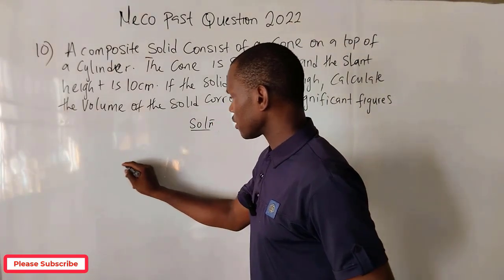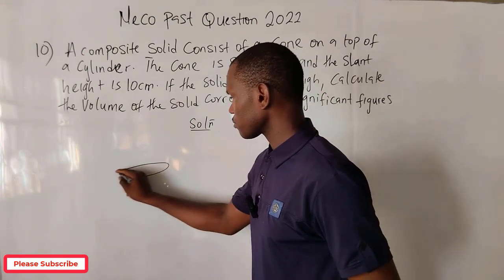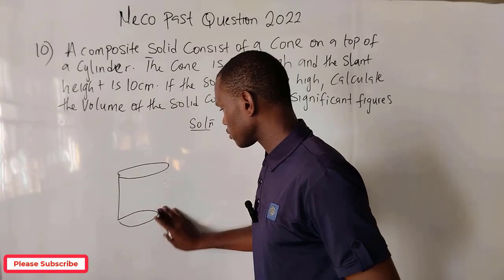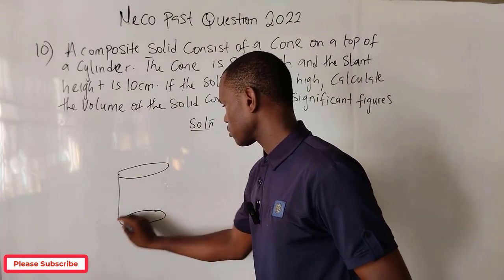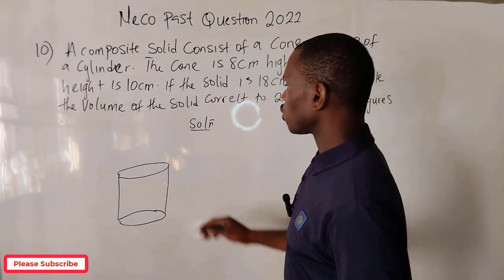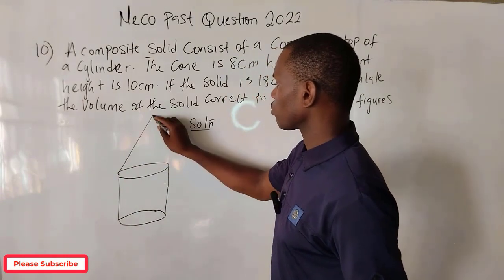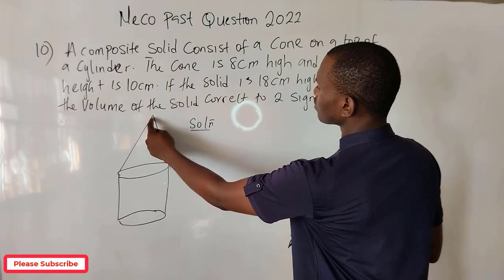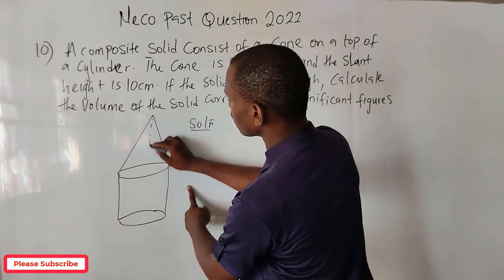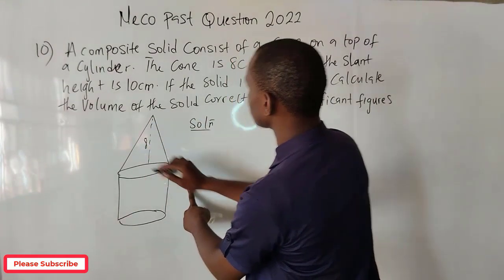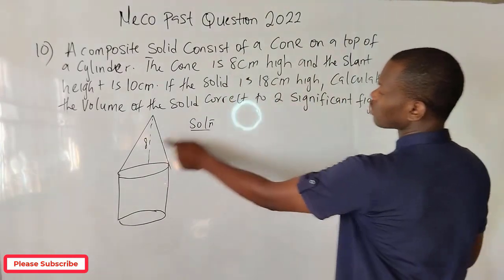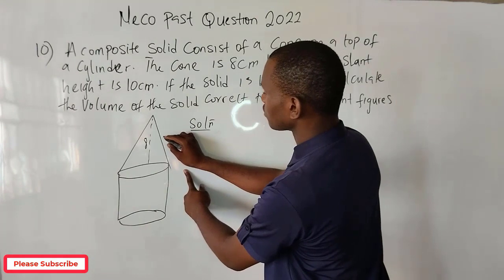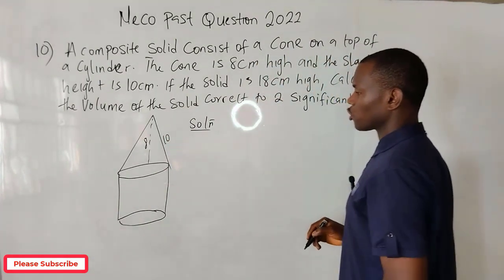All right, so we have a cylinder first, and then a cone sitting on top of this cylinder. And we are told that the height of the cone is 8 cm, and the slant height, that is this here, is 10 cm.